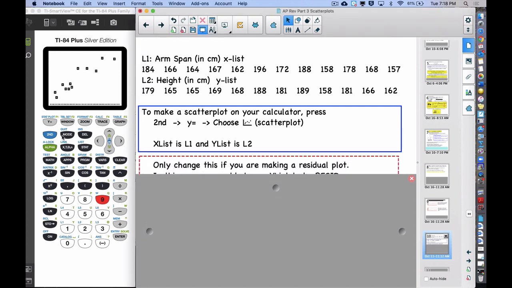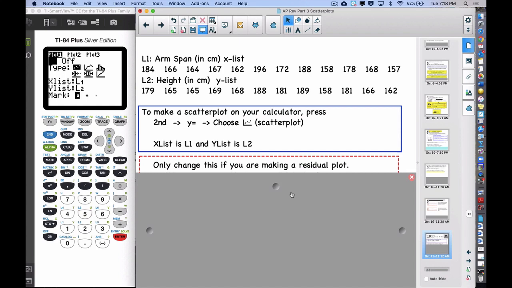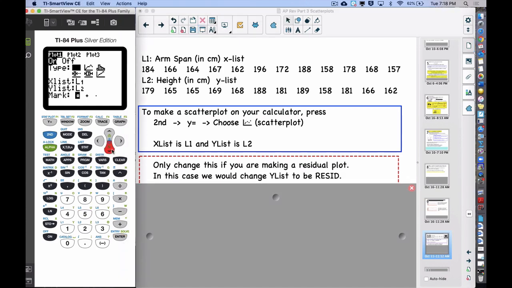Now, the only time we are going to change this is if we're making a residual plot, or if they ask you to make a residual plot. In this case, we want to change the y list to be resid, but we can't do it yet because I just typed those numbers in there. If I am going to ever use resid, I need to do stat calc 8 with list 1 and list 2, leave the frequency list blank, and go down to calculate and hit enter. Now, if your calculator does not go to that menu, you're just going to do linreg, and you're going to type in second 1, comma, second 2, and the comma button is right there underneath sign. And then you'll hit enter.